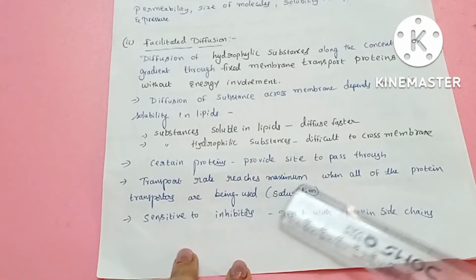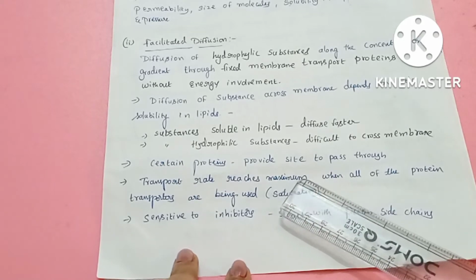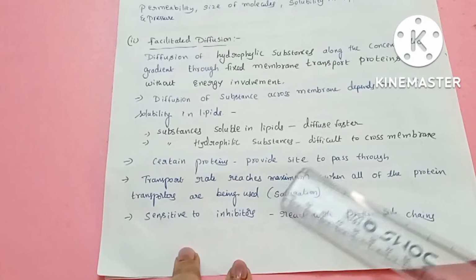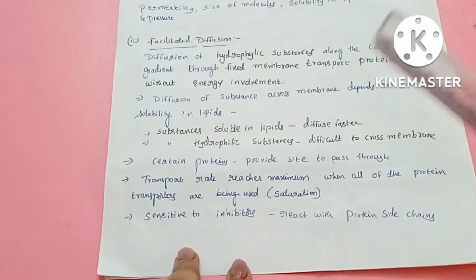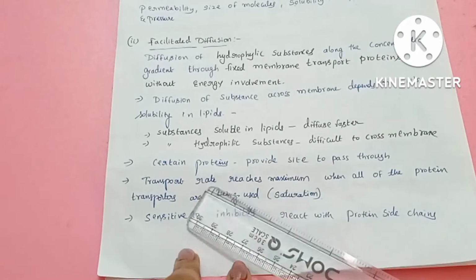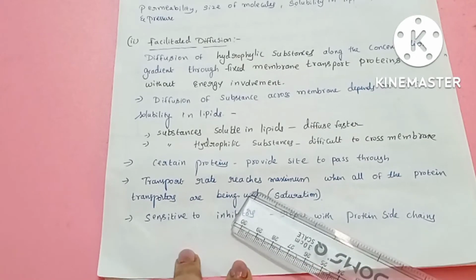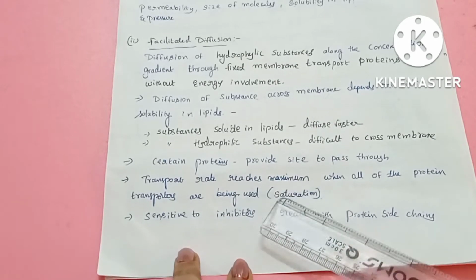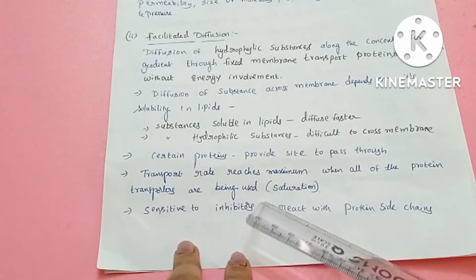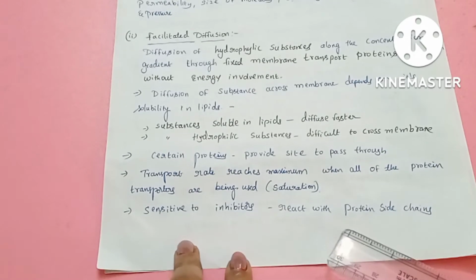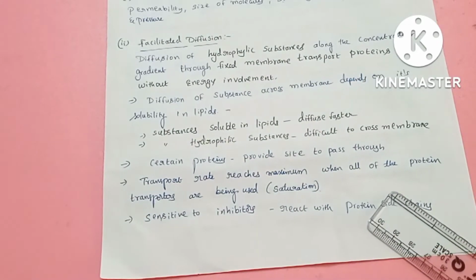Here, if all these proteins are used for the transport of molecules, finally these proteins get saturated, and then the rate of transportation reaches the maximum. That process is called saturation. And these proteins are sensitive to inhibitor substances which react with the protein side chains.